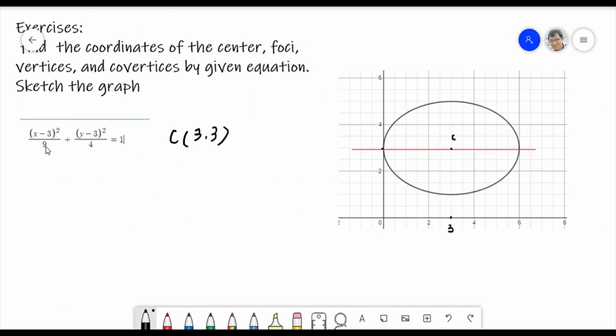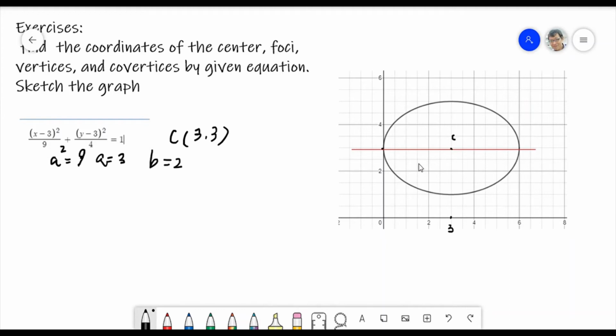Since 9 is bigger than 4, 9 is a squared, right? So a squared equals 9, so a equals 3. So b equals 2, right? Am I right? So we already got a and b, and we want the foci.